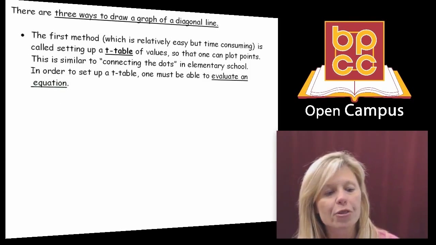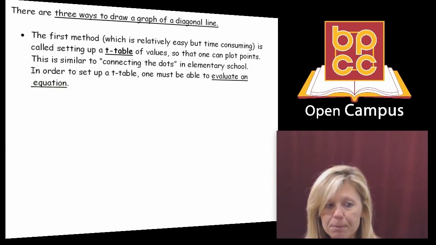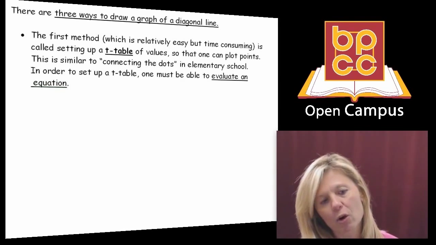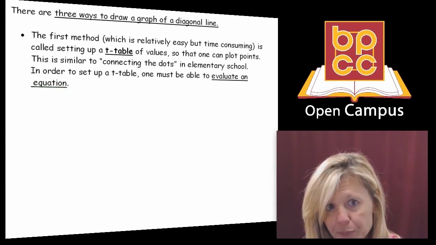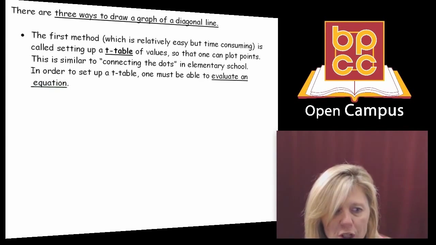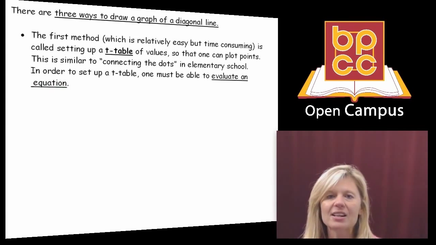Now, there are 3 ways we can graph a diagonal line. And this is important. We're going to build from how you learned it first to the quicker or more efficient method. Back in elementary school, you should have learned to set up a t-table. And in that t-table, you'll have x values and y values. And that's what you'll use to graph a line. So let me show you an example.